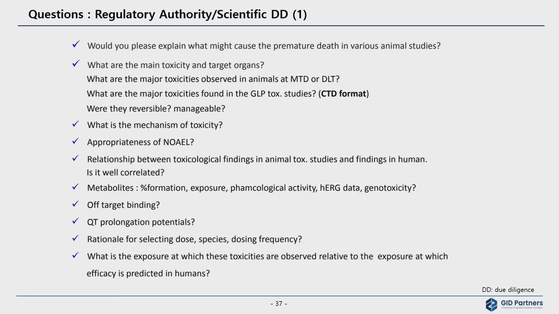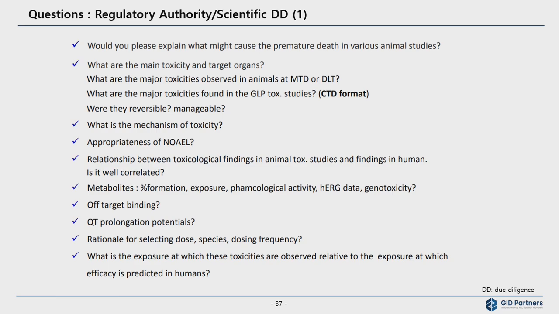And about the target organs. Sometimes the target organs are not very clear. So it is important that there's a clear definition or clear identification of the target organs, as well as the toxicity and mechanism, and also whether there's appropriateness of the NOAEL. Because the NOAEL is used at the CRO level, that does not mean that the authorities are going to approve. So you have to have sufficient rationales to include NOAEL in the submission data. Just because the CRO has a very high level of NOAEL does not mean that it's going to be approved by the authority right away. So there has to be an appropriate level of NOAEL.